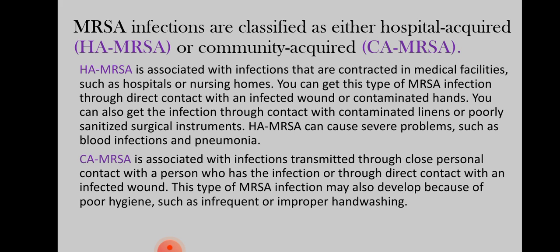The CA-MRSA is associated with infection transmitted through close personal contact with a person who has the infection or through direct contact with an infected wound. This type of MRSA infection may also develop because of poor hygiene, such as infrequent or improper hand washing.